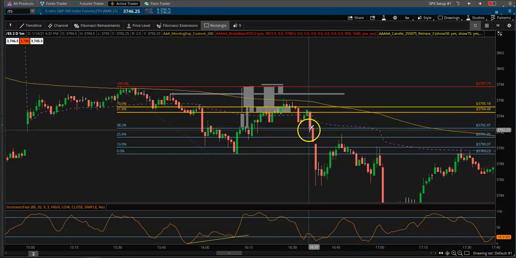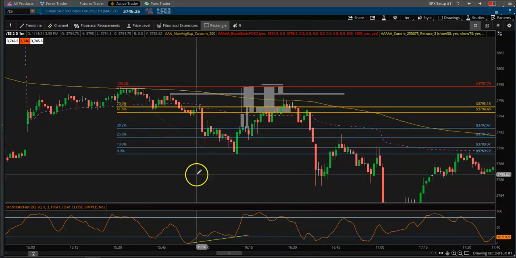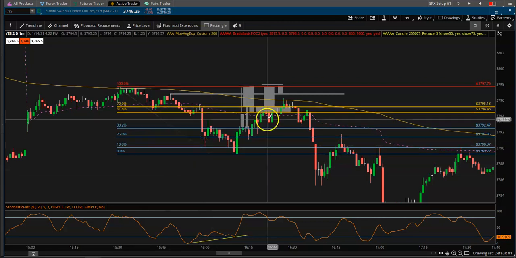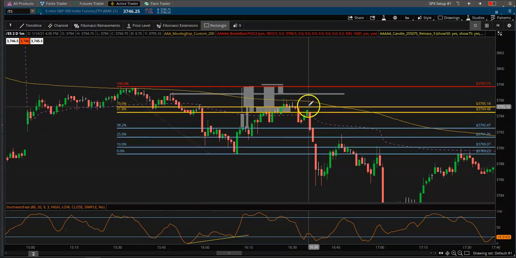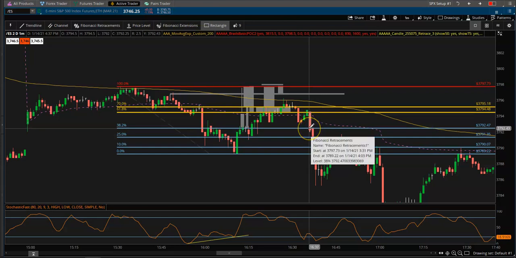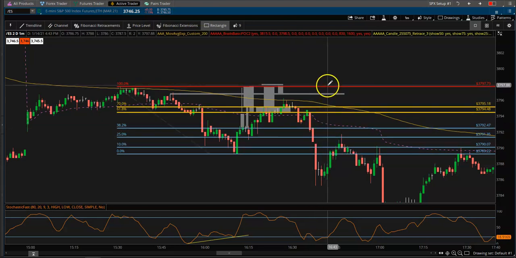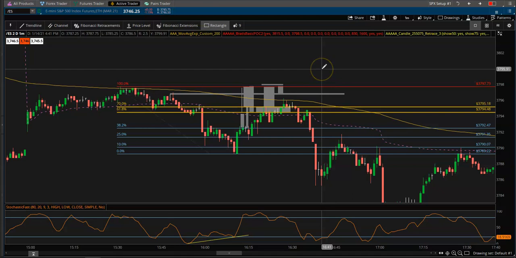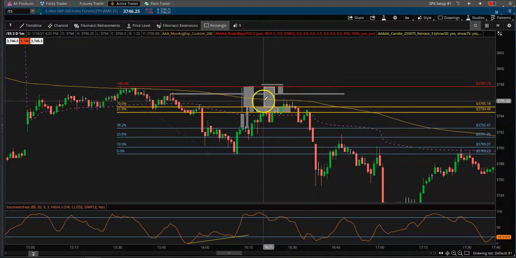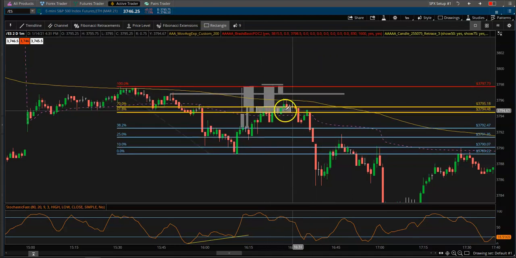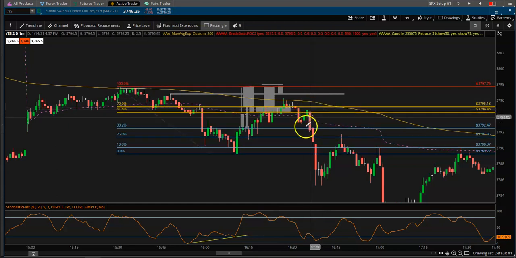all out at 38%. I don't like scaling out. I know some people do. The problem is if I scale out, okay, cool, I take some here, but then if it reverses and stops me out, now I have a losing trade. And I really don't want to have to manage like, oh, well, if we break above here, I'm all out, or move my stop to break even.